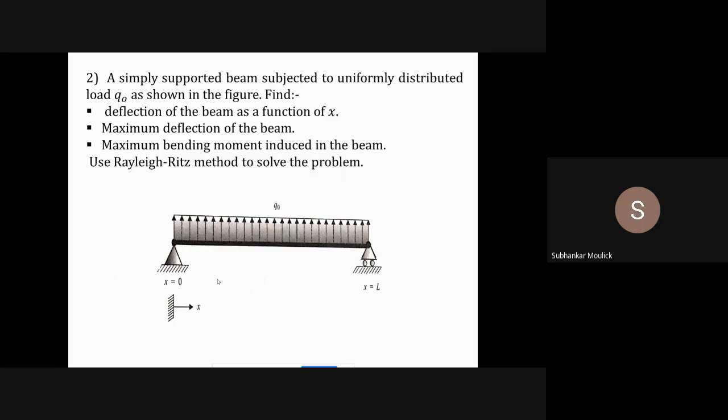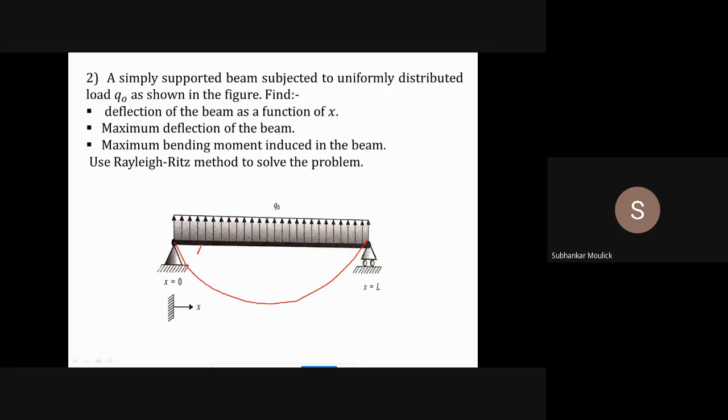The question is: a simply supported beam subjected to uniformly distributed load Q naught as shown in the figure. This is the UDL acting on the beam. Find out the deflection of the beam as a function of x. That means due to application of this load Q naught, the beam will deflect like this.